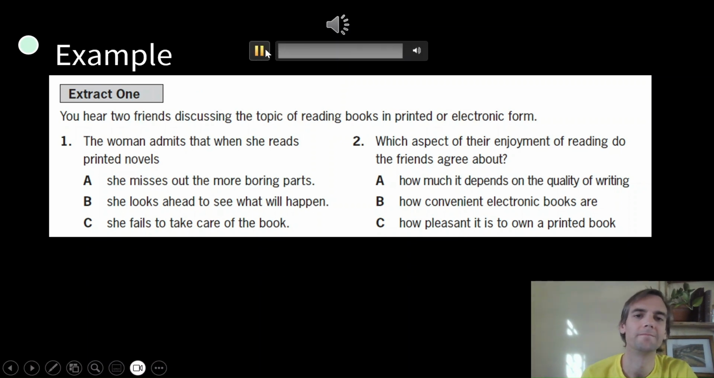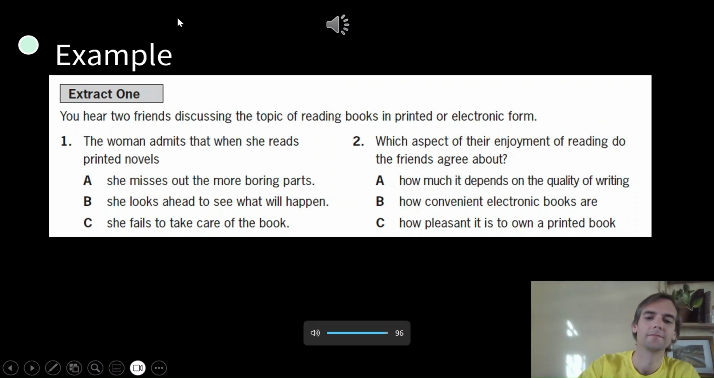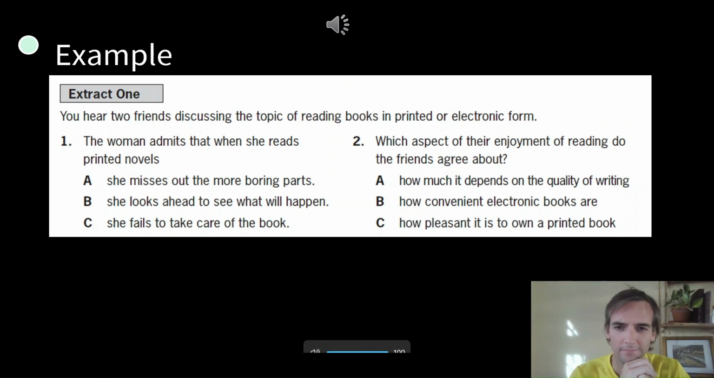Extract 1. You hear two friends discussing the topic of reading books in printed or electronic form. Now look at questions 1 and 2.